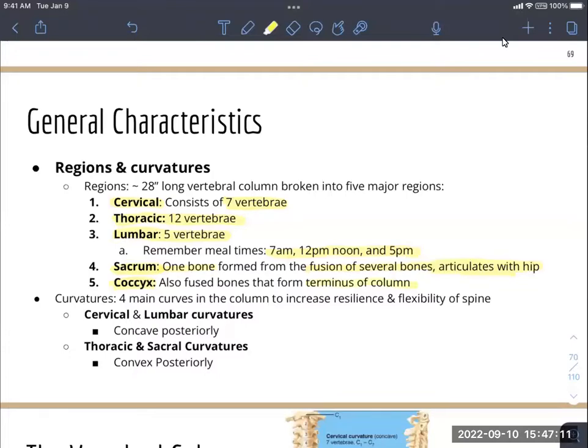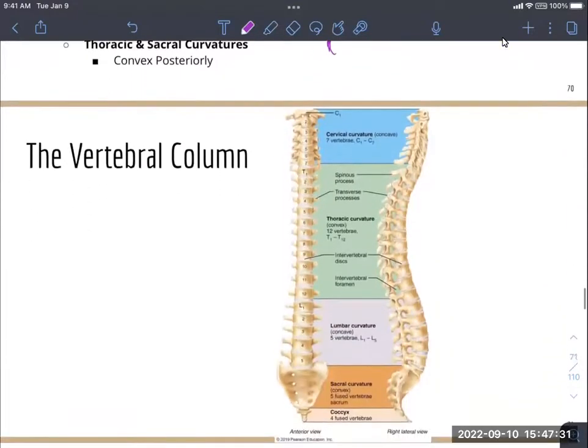We also have different curvatures. We have a cervical and a lumbar curvature. These ones curve more out. Then we have a thoracic and a sacral curvature that curves more in. So here's all the different regions. We have our cervical curvature with 7 vertebrae, our thoracic curvature of 12 vertebrae, the lumbar curvature with 5 vertebrae, the sacral curvature with the coccyx being about 4 vertebrae long.